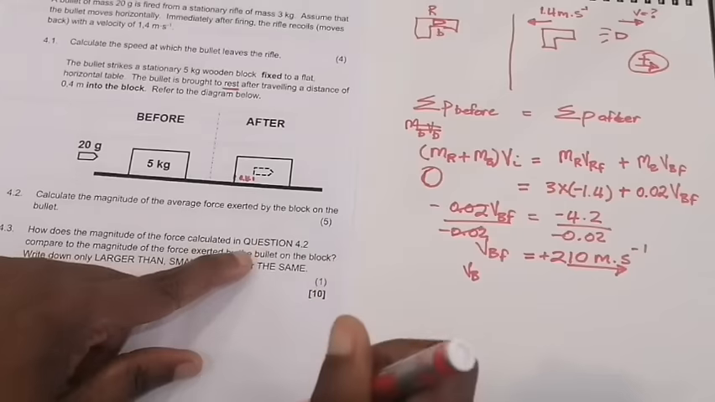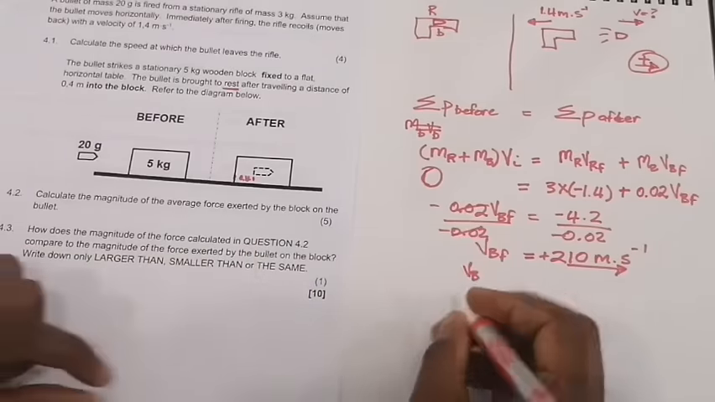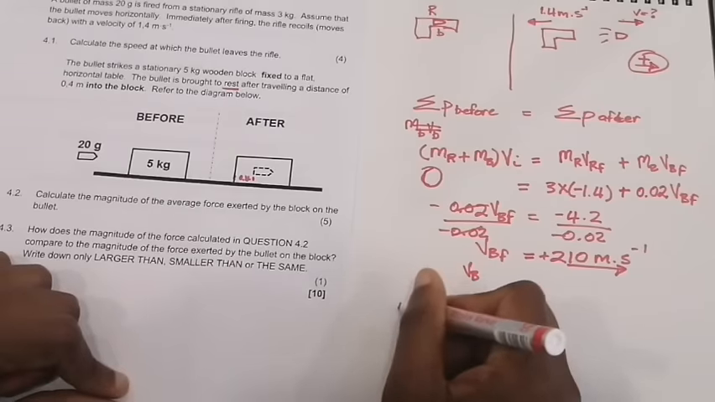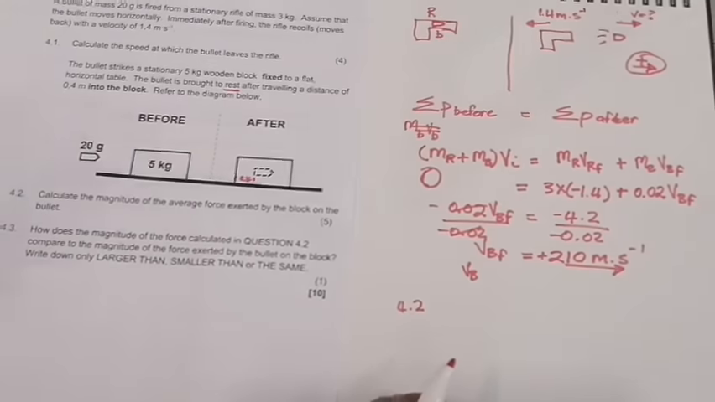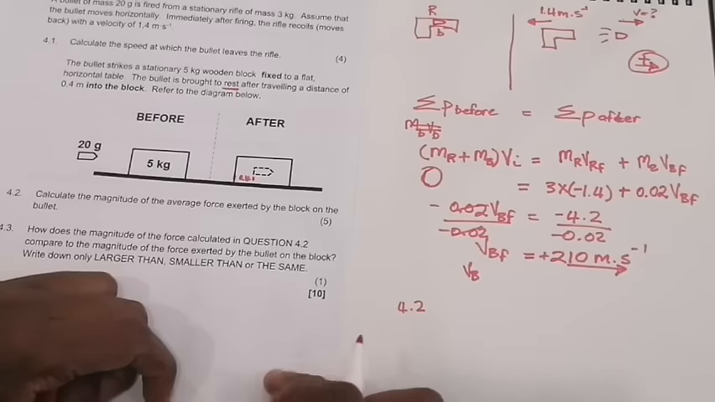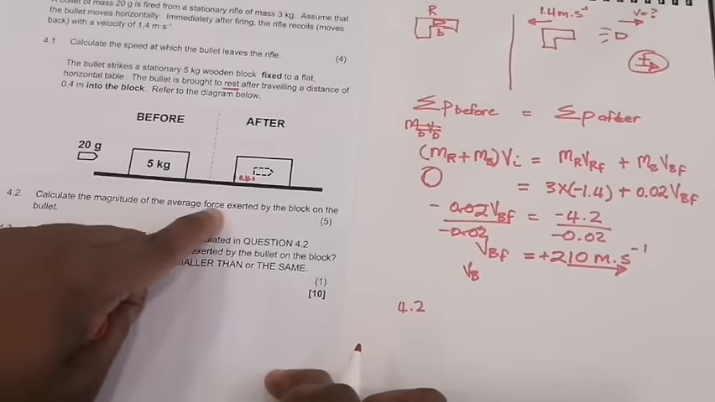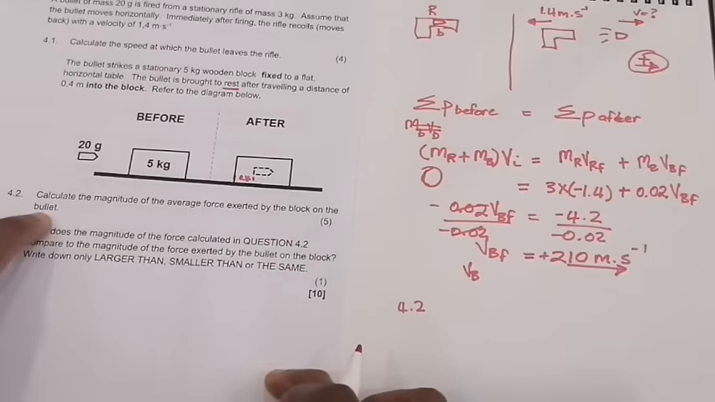Okay, so what exactly do we need to apply there? This is where we apply our impulse momentum equation. I know there's something I need to do first, but please just stay with me a little bit. In this particular case, they want us to calculate the magnitude of the average force exerted by the block on the bullet.